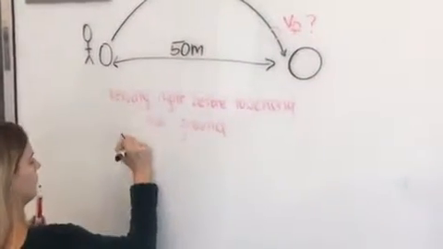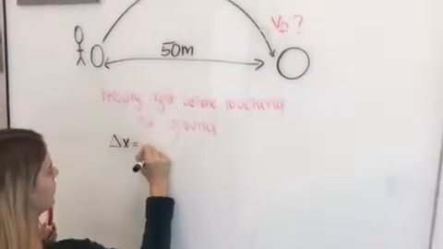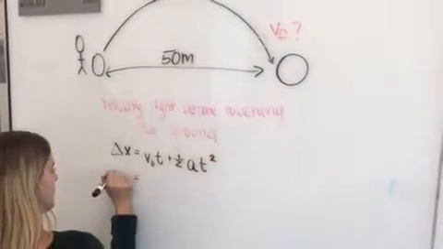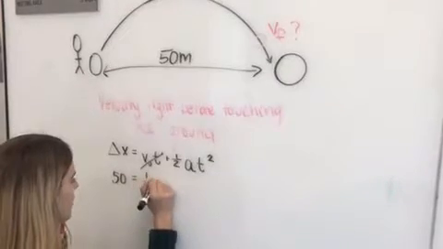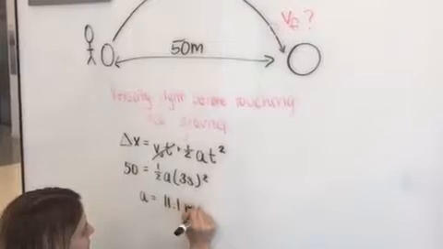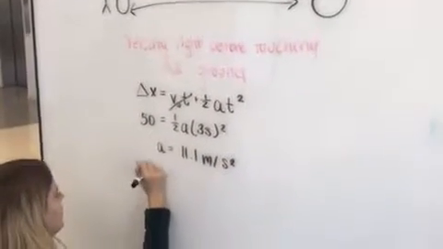The first thing we have to find is the ball's acceleration. We can find this using a kinematic equation. The acceleration is 11.1 meters per second squared.